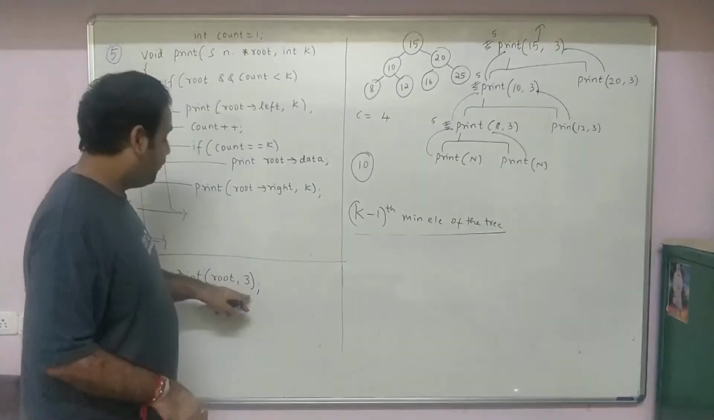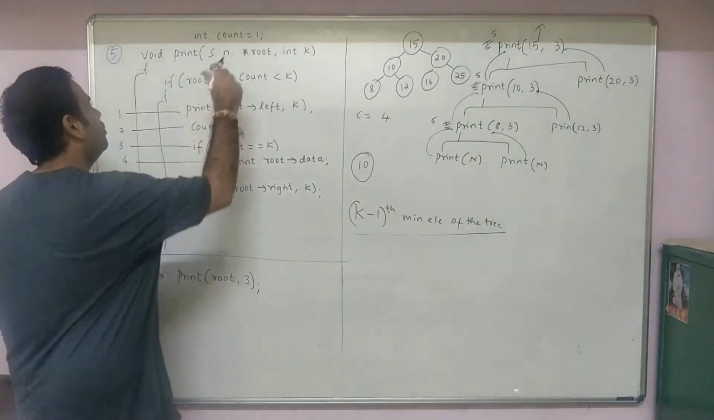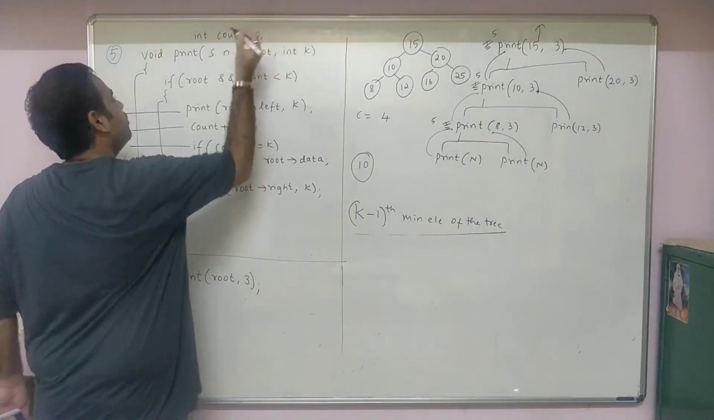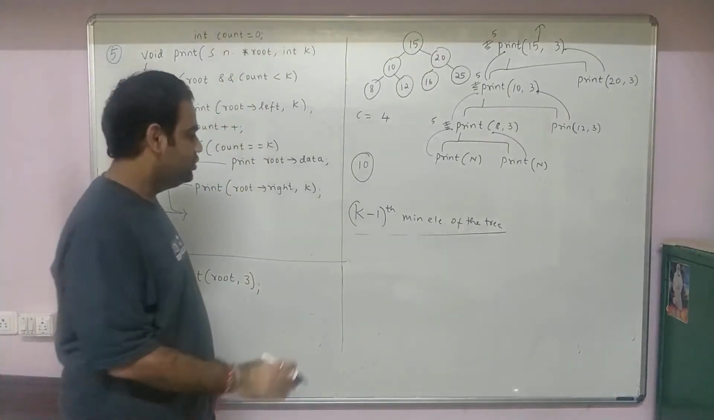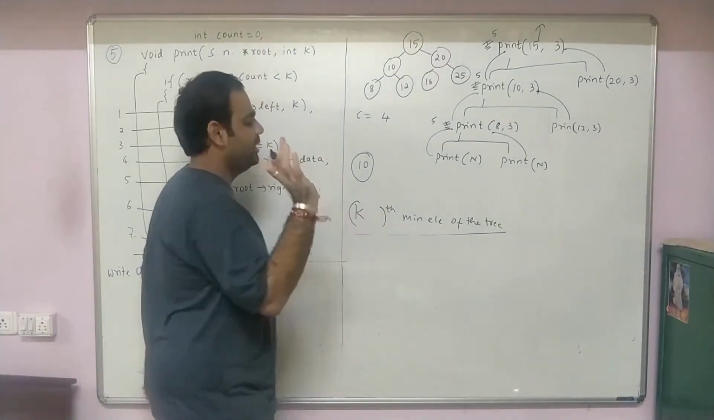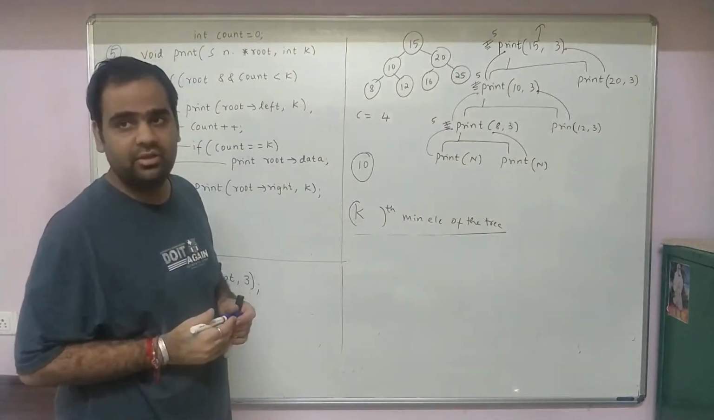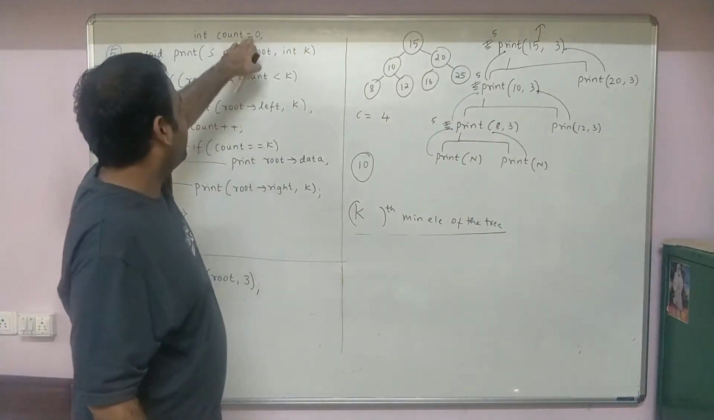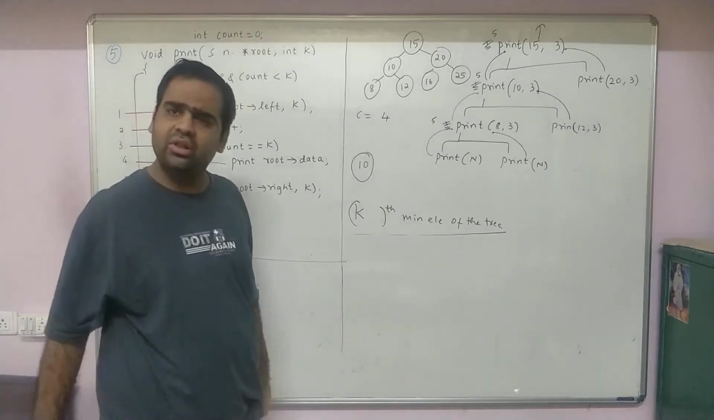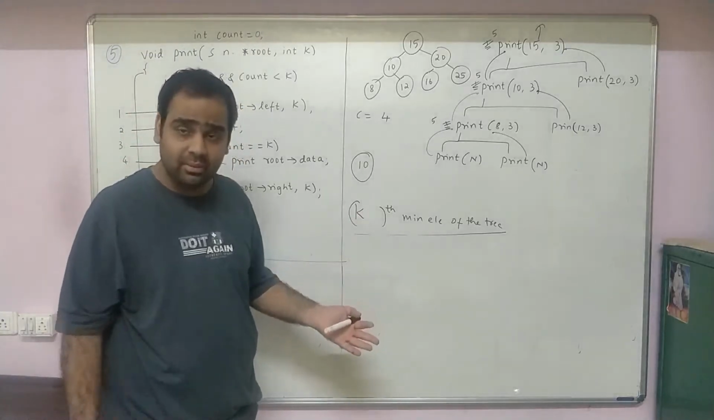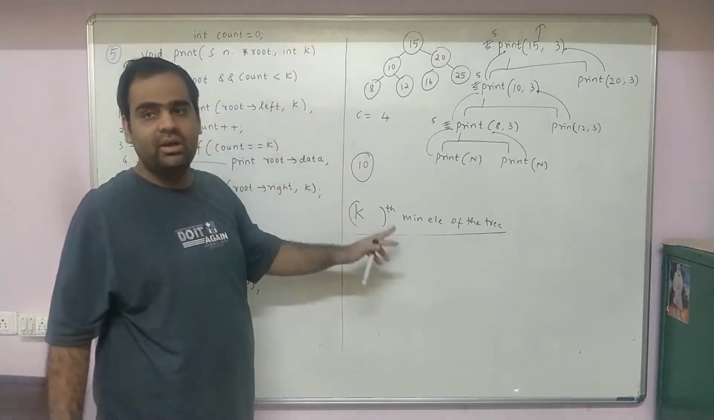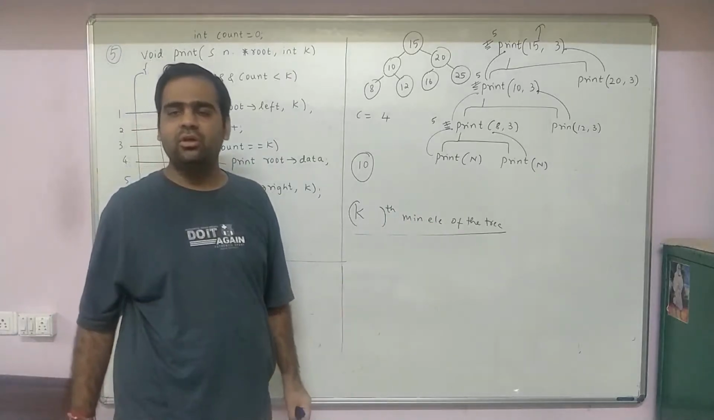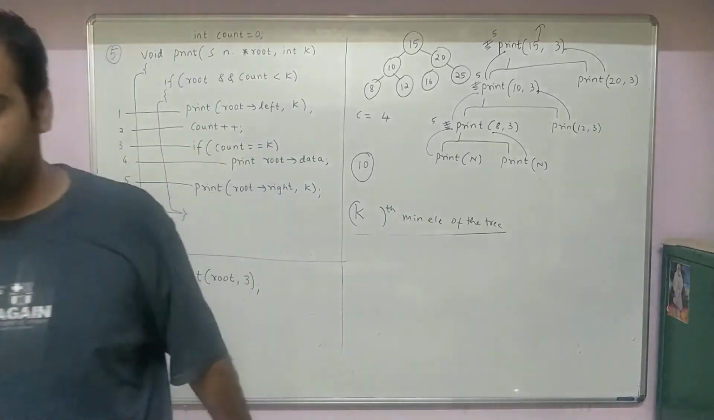And if you want to find the kth minimum, then what do you do? You initialize count to 0. Now, if you initialize count to 0, it will give the kth minimum of the binary tree. Is that okay? I hope you have understood this. For int count equal to 0, you trace it yourself, then you come to know that it will give the kth minimum. And if you initialize count equal to 1, it will give the k minus 1 minimum of this binary tree. Thank you.